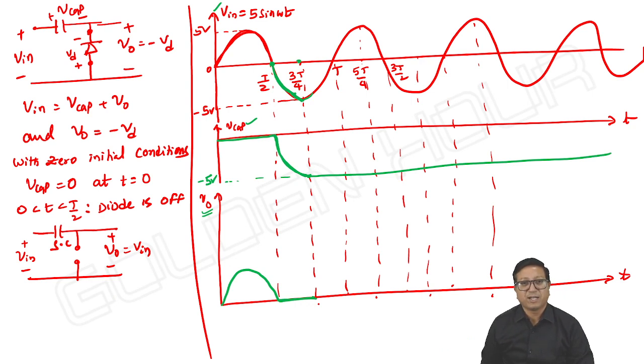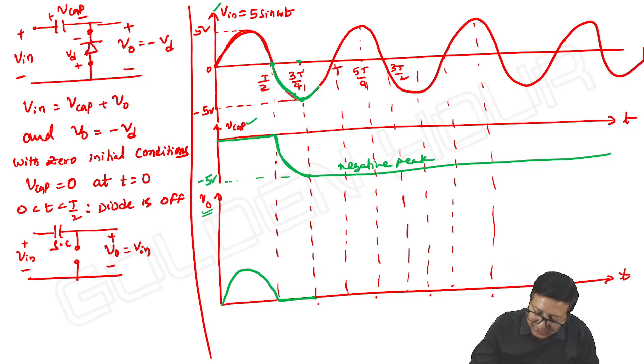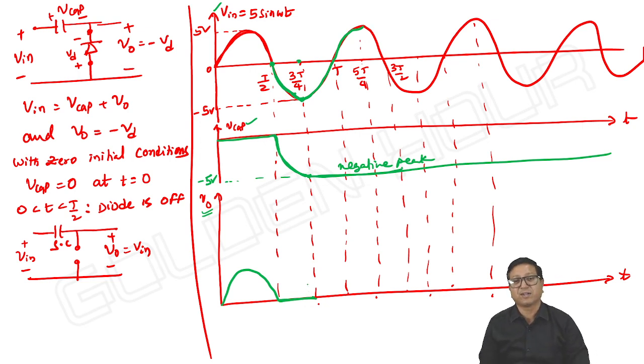Earlier, the capacitor had charged up to the positive peak. Now the capacitor charges up to the negative peak. It is minus 5. It is nothing but the negative peak. But is the input keeping quiet? No, it is doing its duty. It is sinusoidally varying, but the capacitor is not responding as the diode is off. So whatever the variations you have in input, those can be seen across the output terminals.